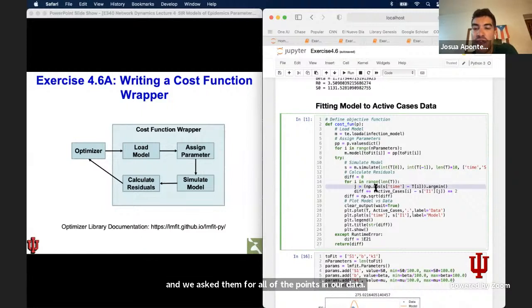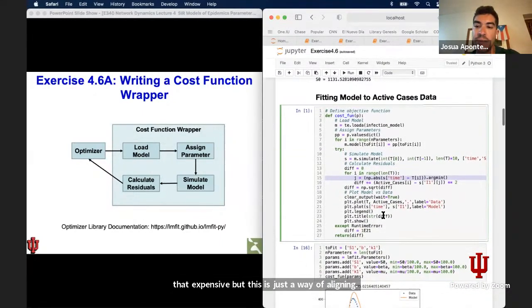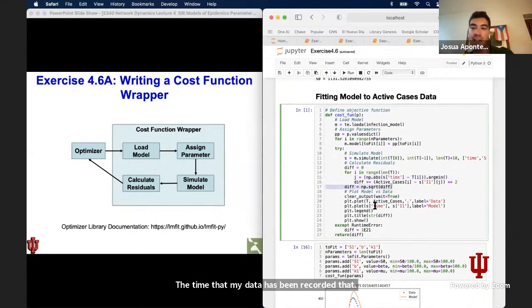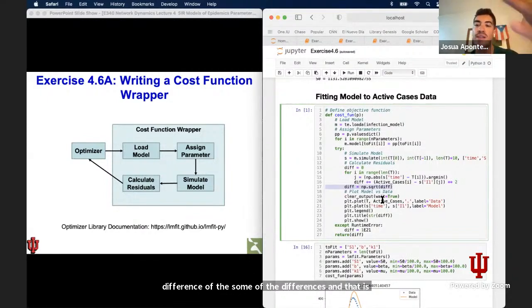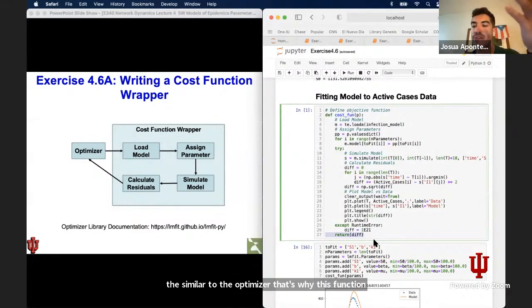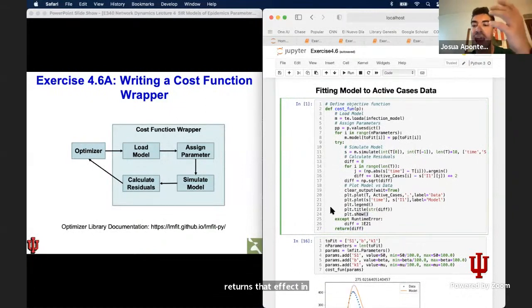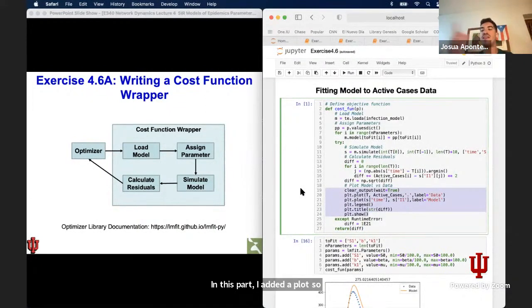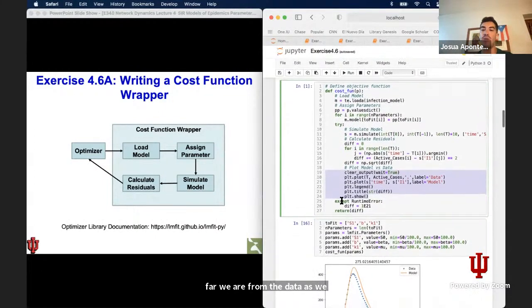This line here in 15, I'm not going to explain now, I'm going to explain next week because I'm going to have a slide that explains it, but this is just a way of aligning my model prediction with the time at which my data has been recorded. Then I pass the square root of the sum of the squared differences, and that is the distance that I want to pass to the optimizer. That's why this function returns the difference. In this part, I added a plot so we can actually see how far we are from the data as we optimize the model.